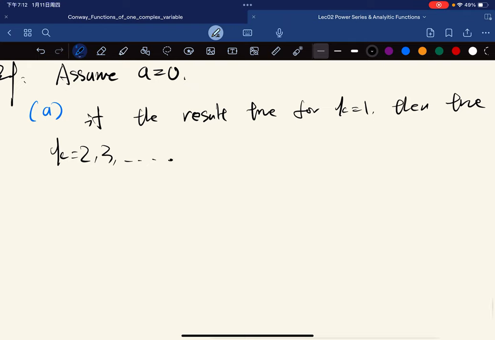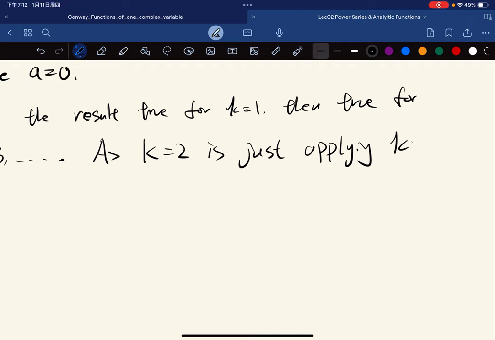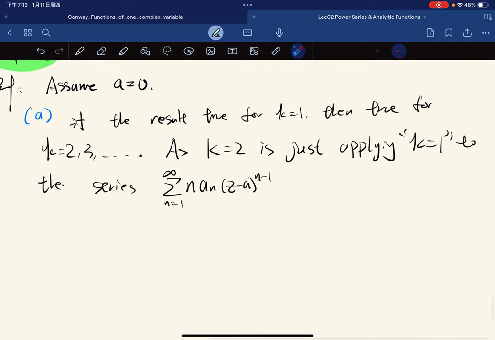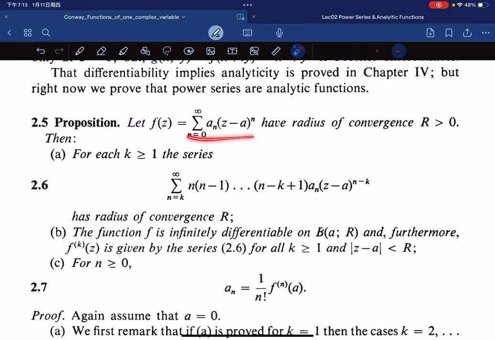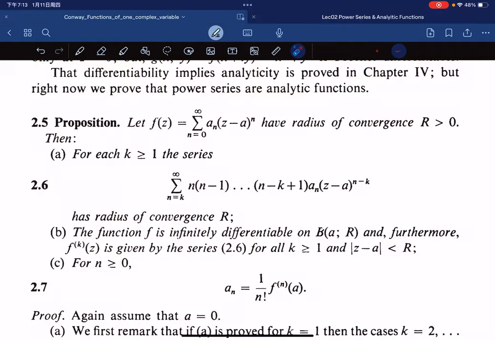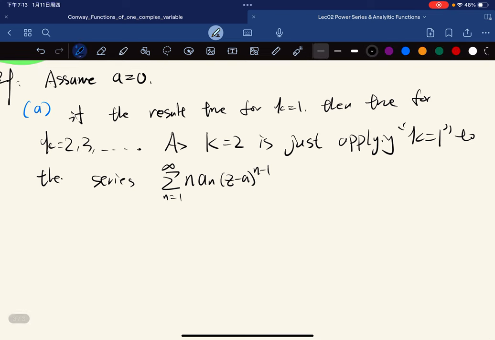Why? Because k equals 2 is just applying k equals 1 to the series. This is also a power series, and we said the result holds for any power series. So with k equals 1, this becomes k equals 2 for the given power series. You can just do the check, but it's time consuming, so I skip it.